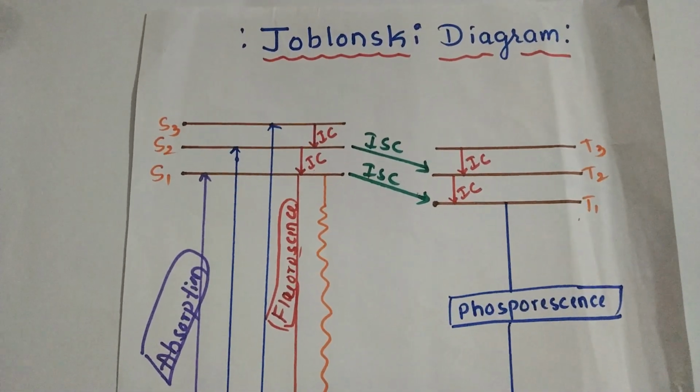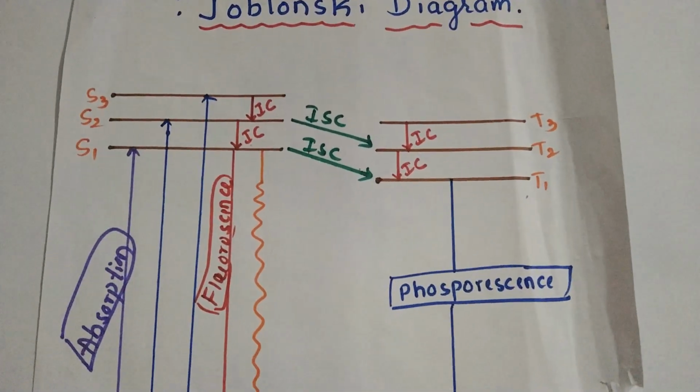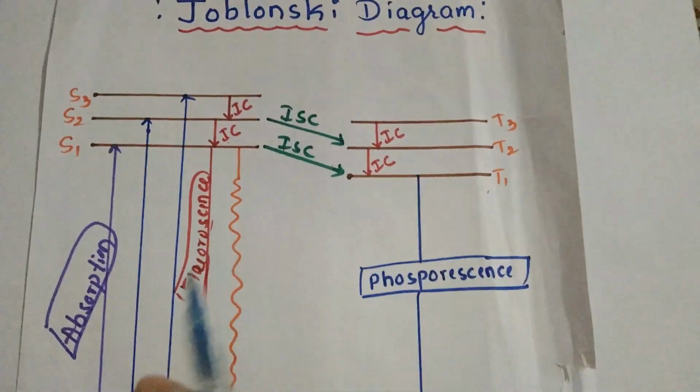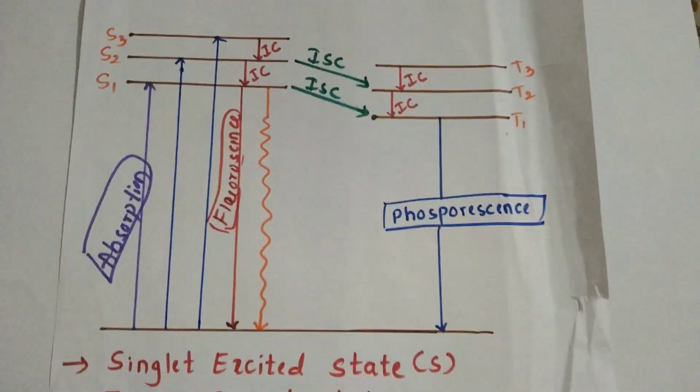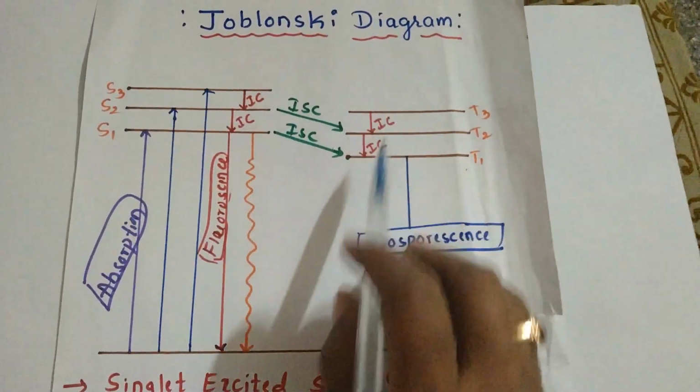Today I am going to discuss the Jablonski diagram. The phenomena of fluorescence and phosphorescence are best explained with the help of a Jablonski diagram. So the process of fluorescence and phosphorescence can be explained with the help of a Jablonski diagram.